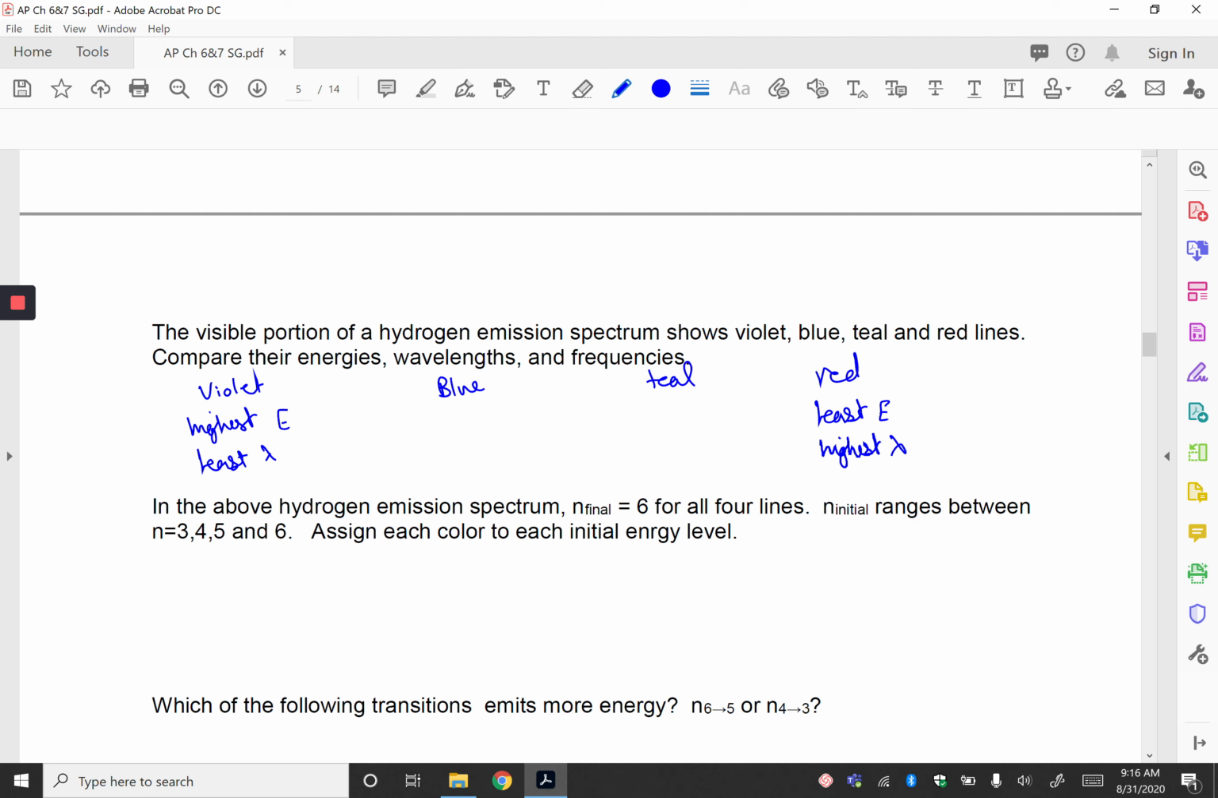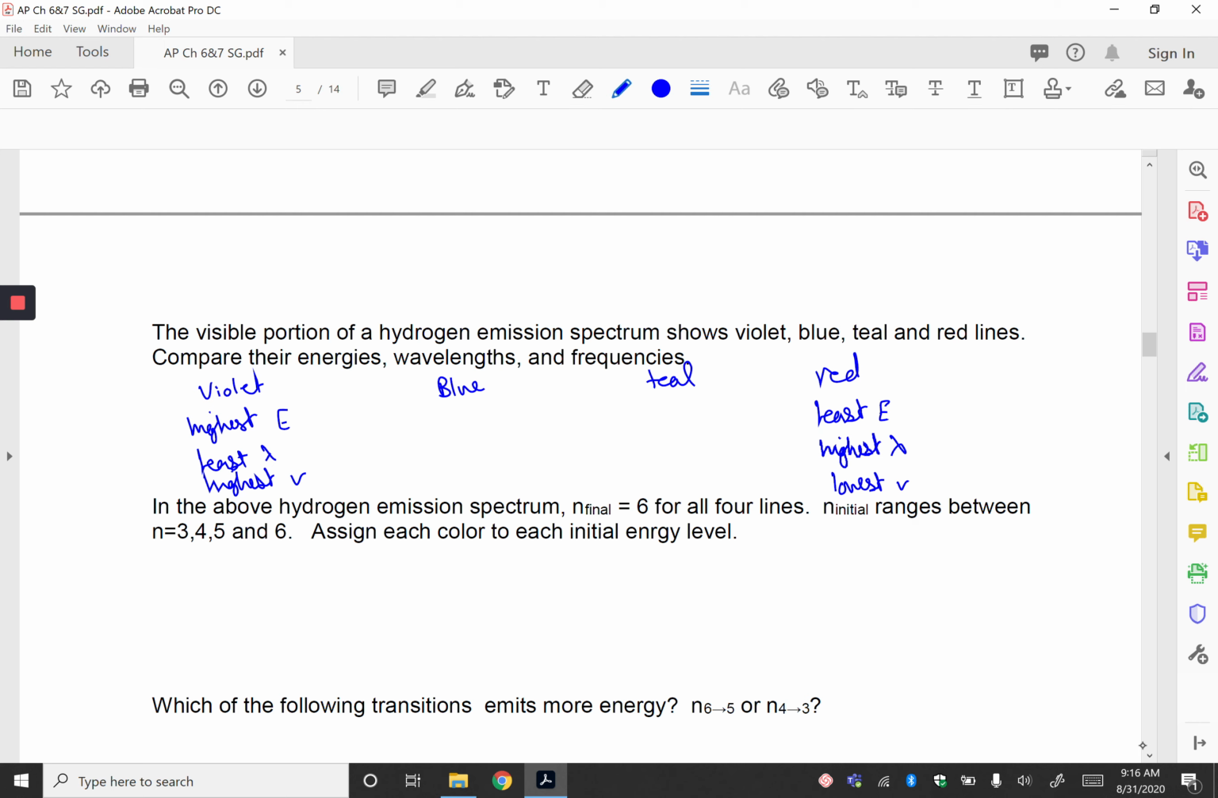And then frequency would be like the energy. Red has the lowest frequency. And then teal would be a little higher, blue would be a little higher. Violet has the highest frequency. Okay, and so again, remember we need to know ROY G. BIV and which end has the highest wavelength or frequency or energy, and which one has the lowest.